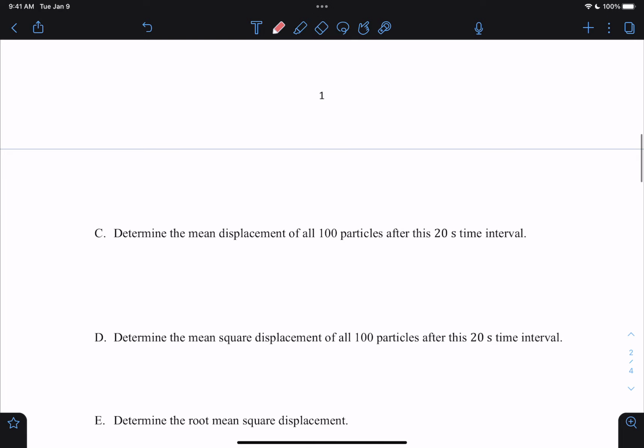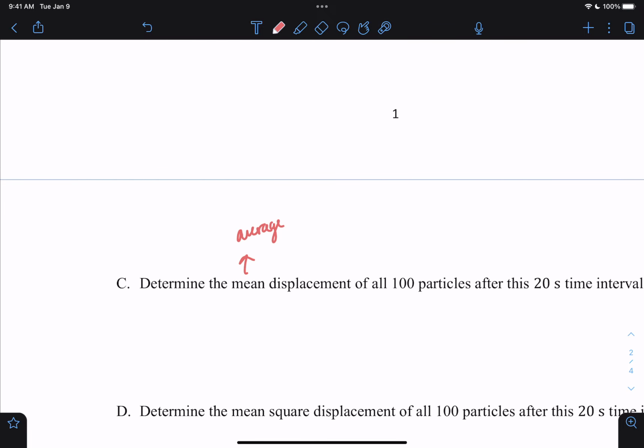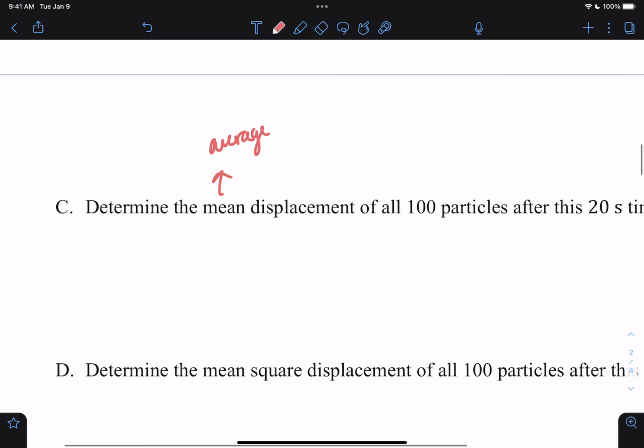So for part C now, they want us to determine the mean displacement of all 100 particles after this 20-second time interval. Remember, mean just means average. So if they're asking us for the average displacement of all 100 particles, they're asking for x with the brackets there, your average.